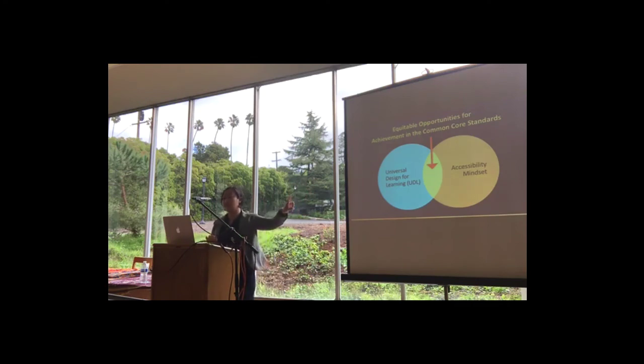Because I believe that the intersection of universal design for learning and accessibility practices, that's where we can identify, create, and do research based on equitable opportunities for achievement in the Common Core standards. Right now, our students with diverse learning needs don't even have equitable opportunities to achieve according to these standards. And until they do, there's no way we can thoroughly assess every student in a classroom.